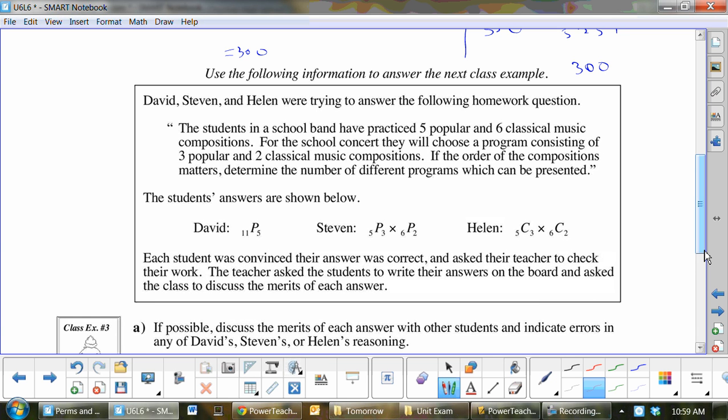Now, do you see how they just had to pick 3 pop and 2 classical music compositions? Does order matter there? Where does it say that? So, say I'm the music teacher. That'd be a very sad day in this world. But say I was. And I said, okay, you guys have worked hard this year. As a class, I want you to pick, out of those 5 pop songs that we learned, 3 of them. And out of those 6 classical, I want you to pick 2 of them. And I'll be back in a half hour.